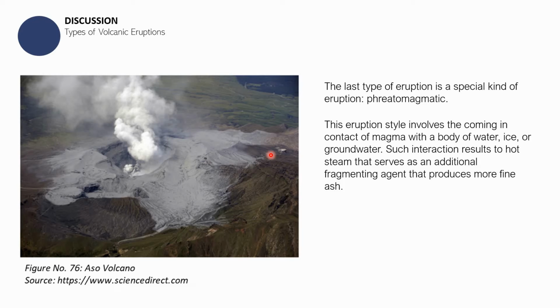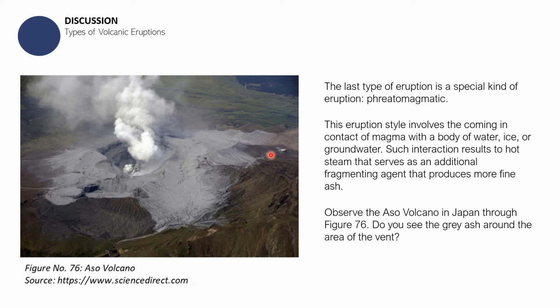Okay, so just to cut the long story short. Observe that in this illustration of a volcano in Japan, there is a gray ash around it because yung magma inside of it came in contact with groundwater. And so those are the different types of volcanic eruptions.